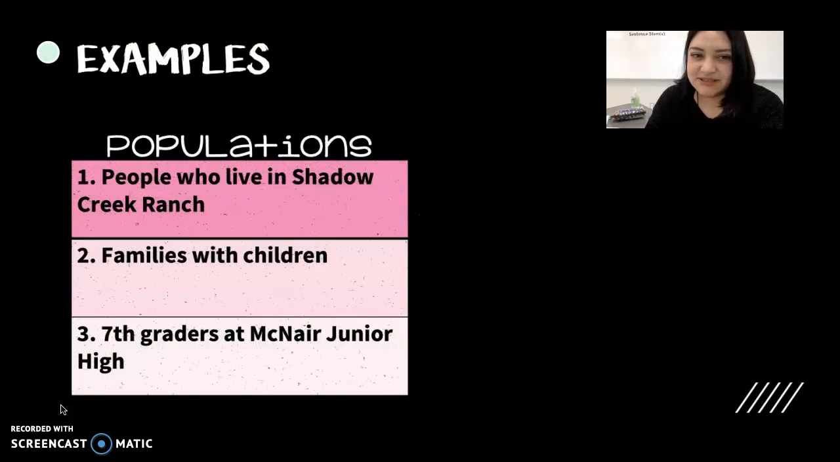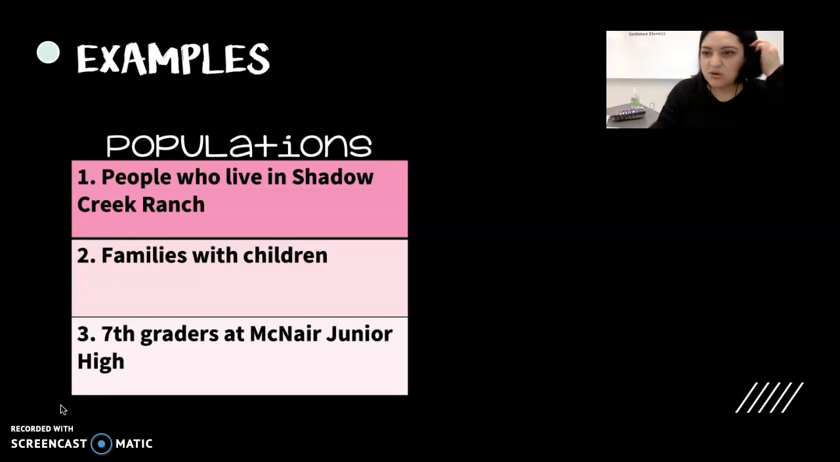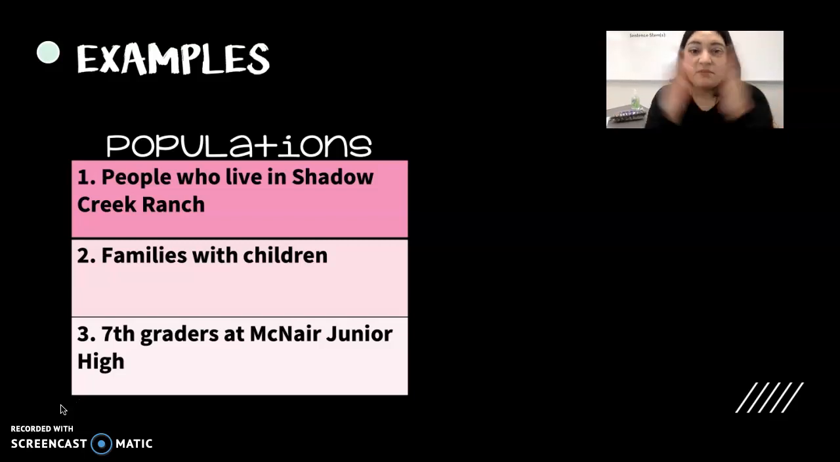Here are some examples. If I were to give you populations, like the first population is people who live in Shadow Creek Ranch. What would be a sample of that population? We could say middle school students who live in Shadow Creek Ranch. That's a small group of the population. The population is all of the people that live in Shadow Creek Ranch. A small group, our sample, are the middle school students that live in Shadow Creek Ranch. And if we wanted to go even further, we could say middle school students who live in Shadow Creek Ranch are our population, and students who attend McNair Junior High is the sample.